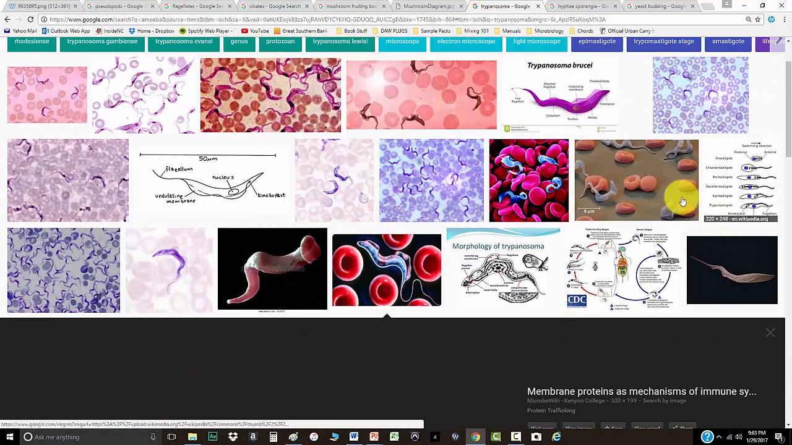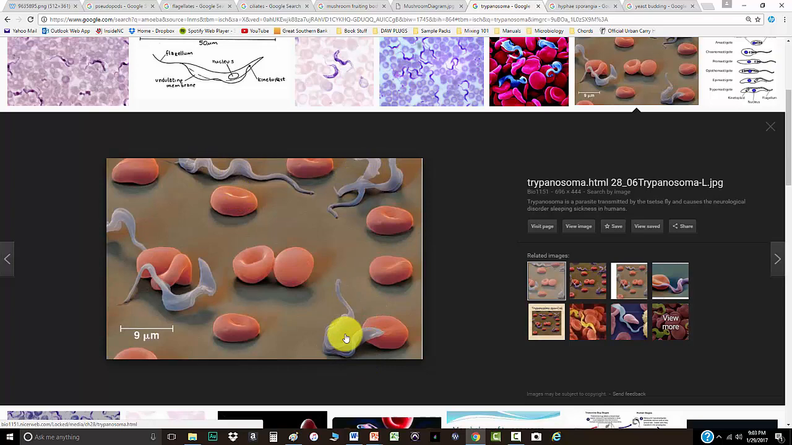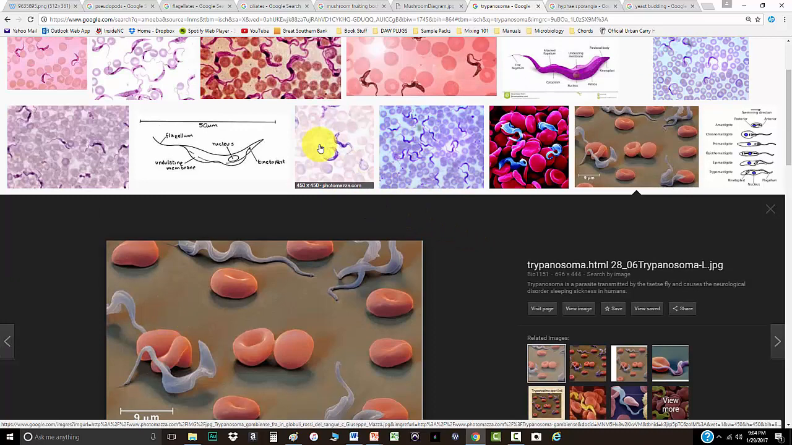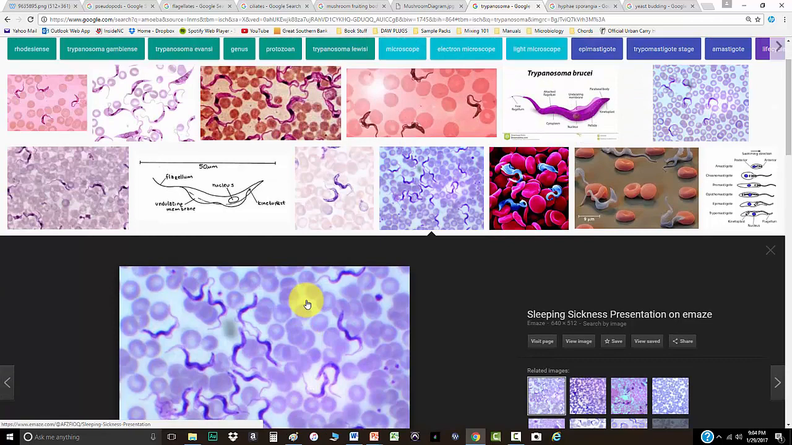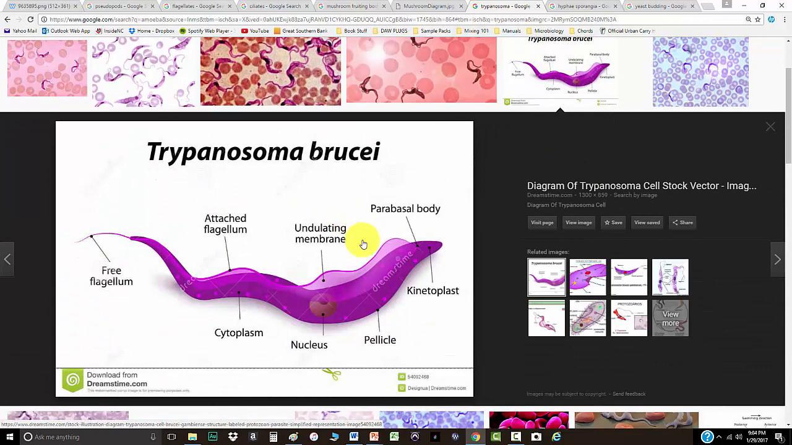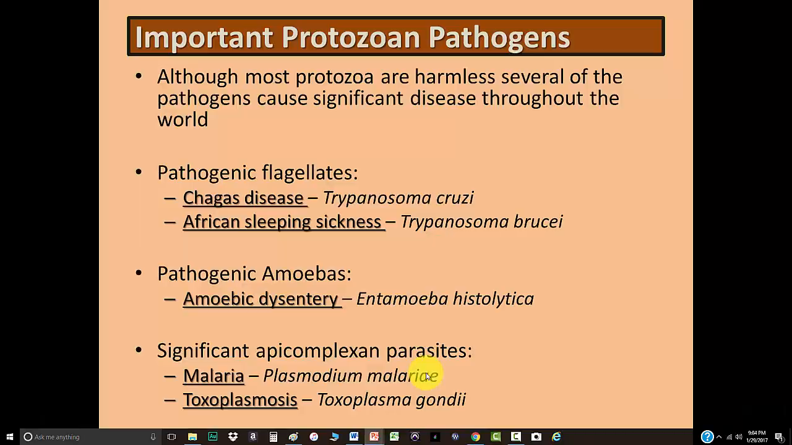There's some red blood cells. Here are the trypanosomas themselves. This is more like what we're going to see under the microscope, more of a two-dimensional, low-resolution microscope image. But here again are the trypanosomes, and these are red blood cells in which they're swimming around. So they're blood-borne pathogens, and when they take samples of these, they tend to take them from infected animals in a blood sample, which is why you typically see them swimming around in blood. Here's a better illustration with more detail here of what these look like. So those are examples of some flagellated pathogens.